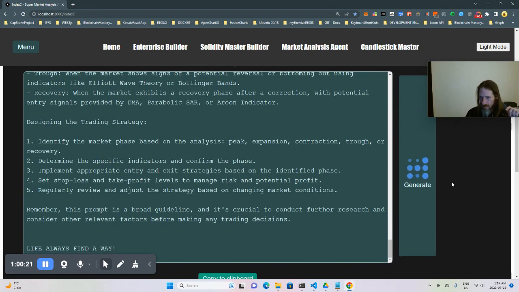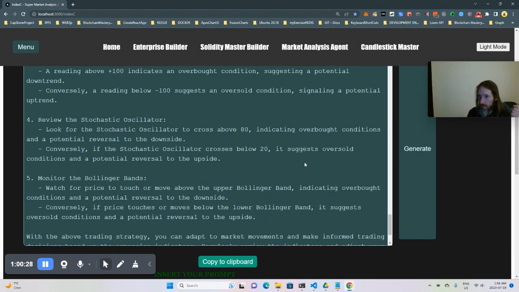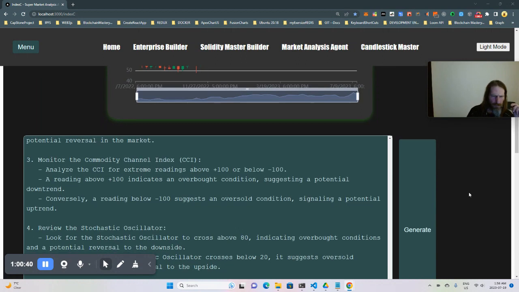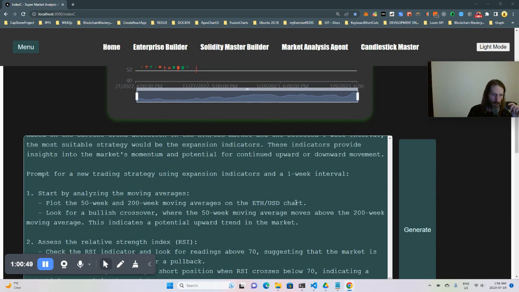So I'm going to pause, make this quick. I haven't had any bugs yet, because it happens. Like, oh, I went over my token limit. Okay, give me some analyze it from extreme reading above plus 100 or below. Okay.